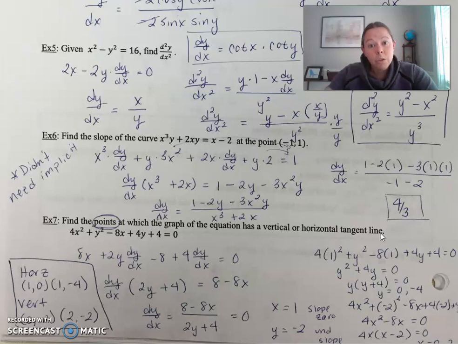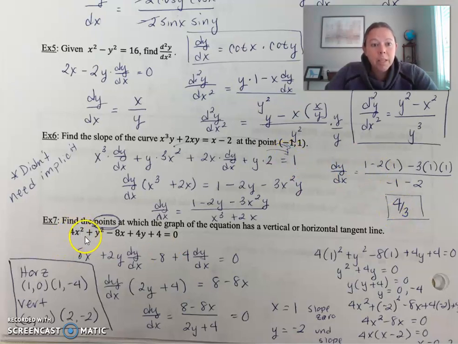Now, if it's a rational function, which is probably what's going to happen, then we'll want to set the numerator equal to 0 to get the horizontal tangent line. And we'll set the denominator equal to 0 to figure out where the slope is undefined, because that's where you're going to have a vertical tangent, potentially. Okay, so that's what we've done.